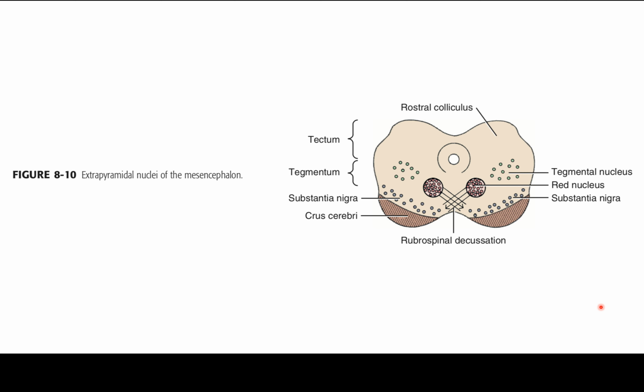Many of the substantia nigra neurons project rostrally to the caudate nucleus. Dopamine, which is synthesized by the substantia nigra neurons, is secreted as the neurotransmitter at this level. This is referred to as the nigrostriatal system.